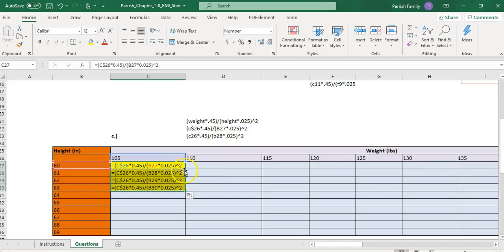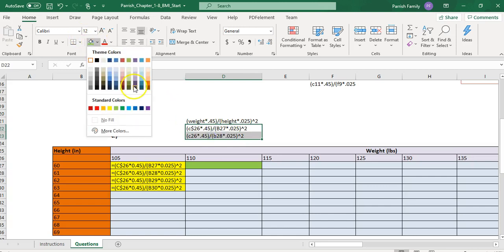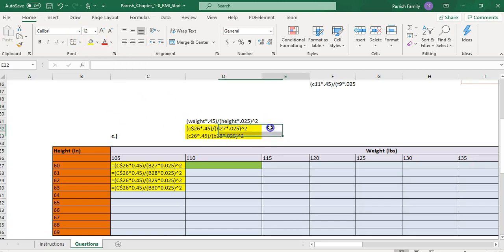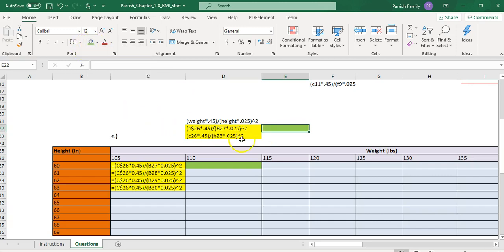So now let's talk about this one. We're looking at this green cell right here underneath the 110. And what do I want the green cell to be? These are my yellow ones right here. Now we're talking about the green cell that's right next to it. What do I want the green one to be?